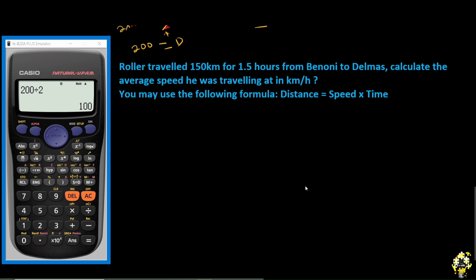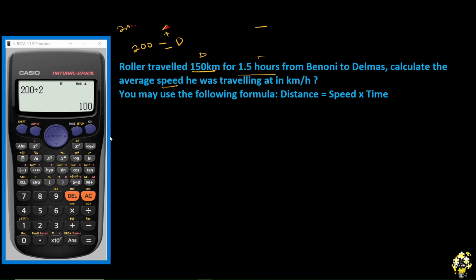Now, when we get to the last one, it says that Roller, by now you are used to the naming of these people, traveled 150 kilometers. This has to be distance. For 1.5 hours, this has to be time. From Benoni to Delmas, calculate the average speed he was traveling at in kilometers per hour.